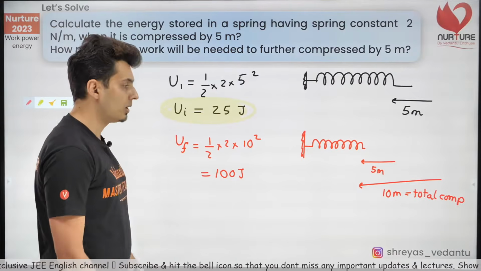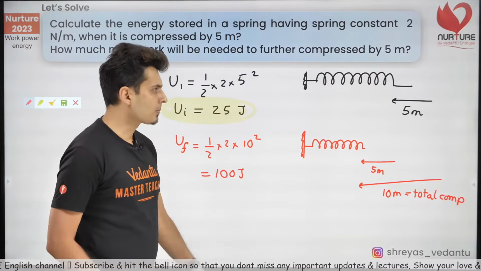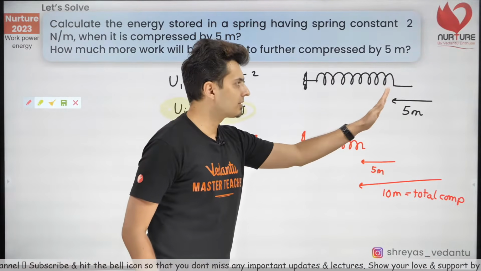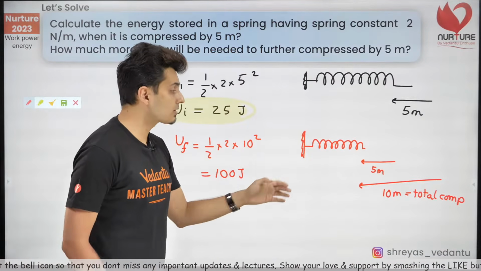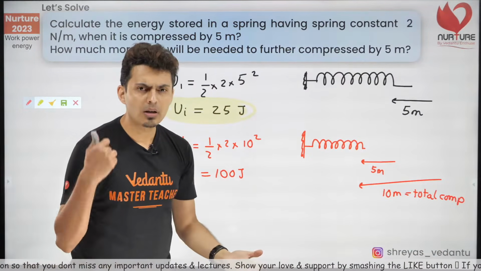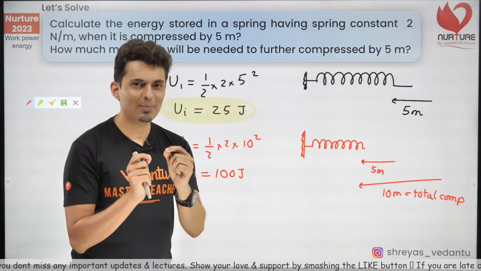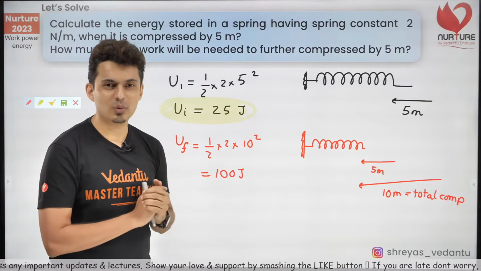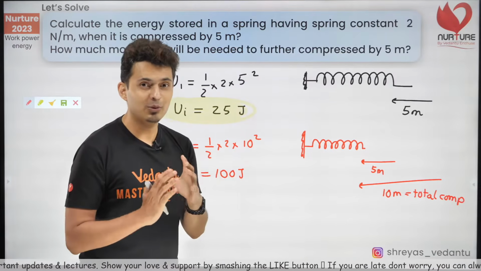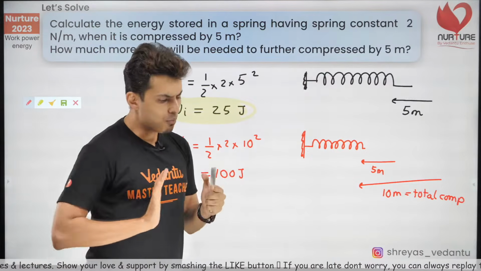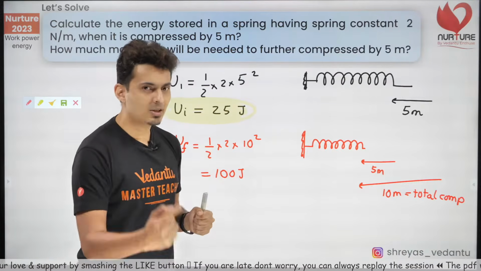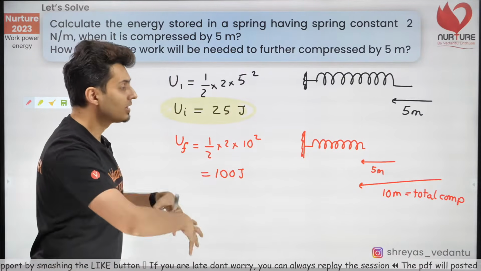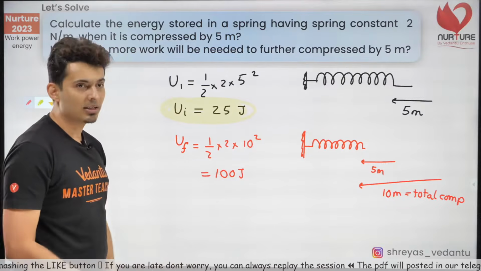100 joules is stored. This also tells you one more thing. For the first 5 meters, only 25 joules was stored. But for the next 5 meters, even more energy was stored. Why did that happen? It happened because spring is not a constant force. Spring force is proportional to x. The more the compression, the more the spring force. So that's why for the next 5 meters, there was a tremendous increase in the potential energy.